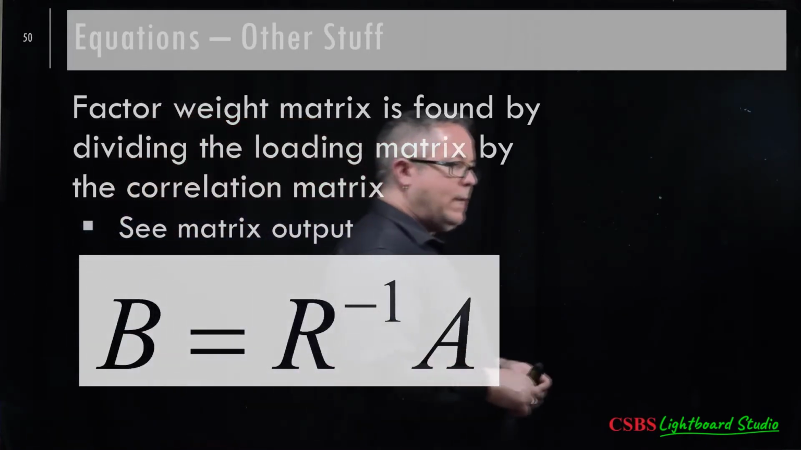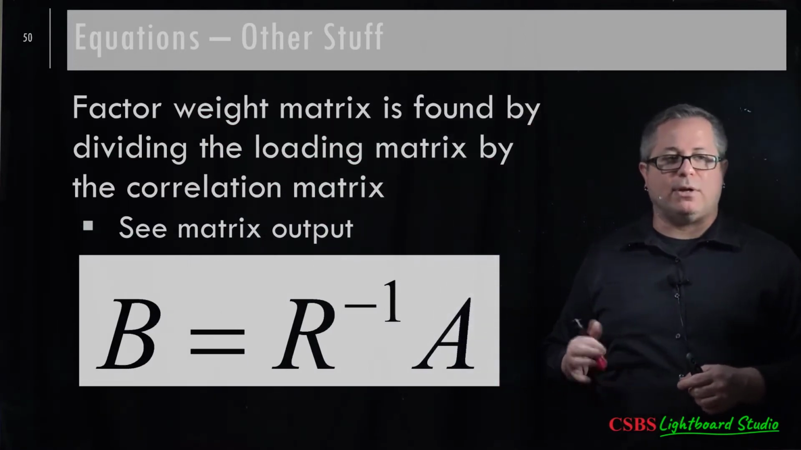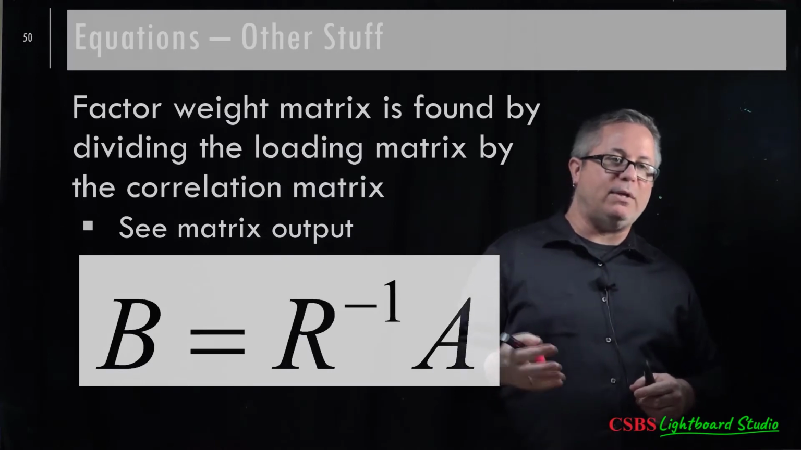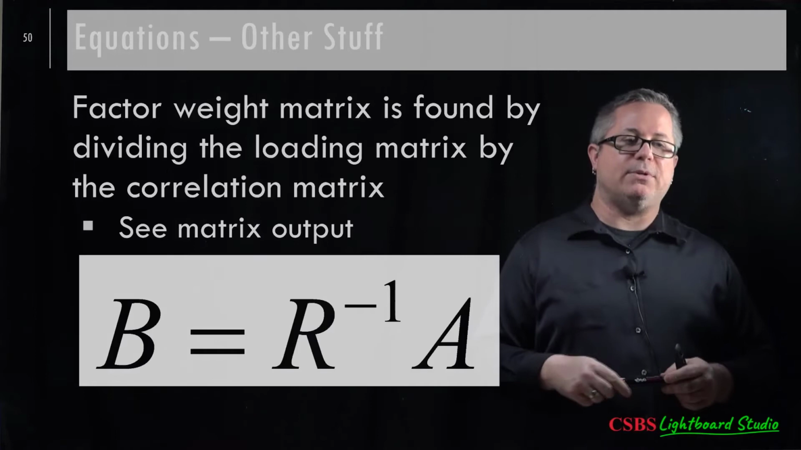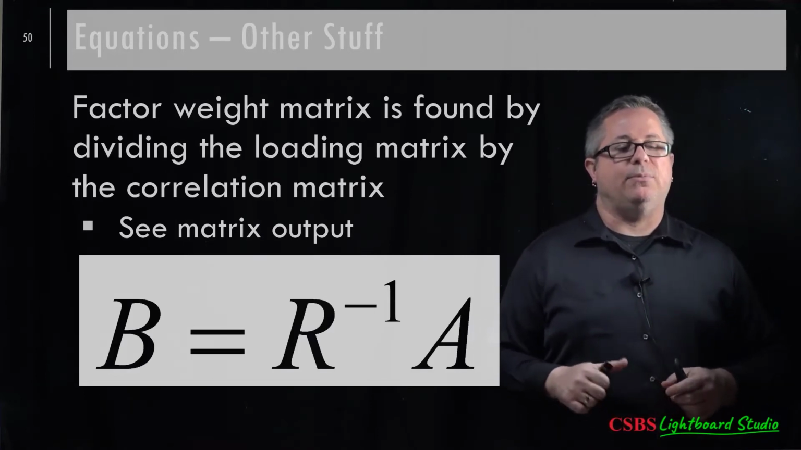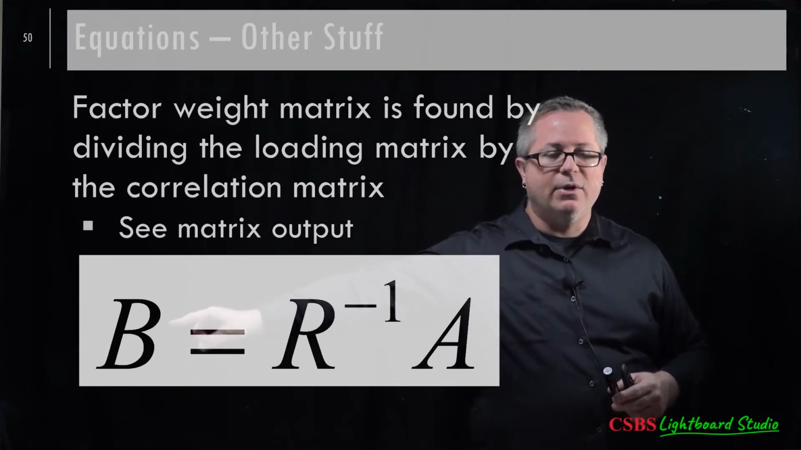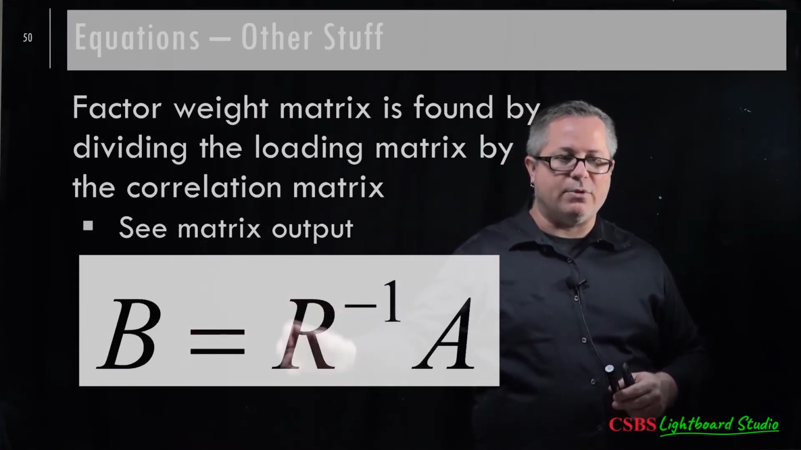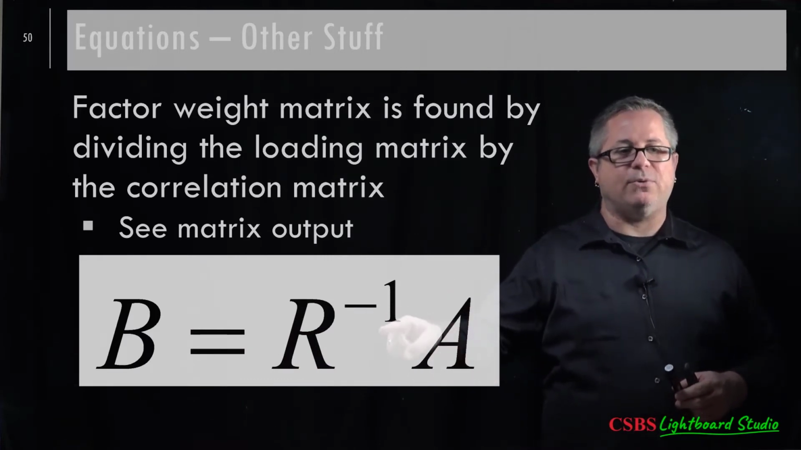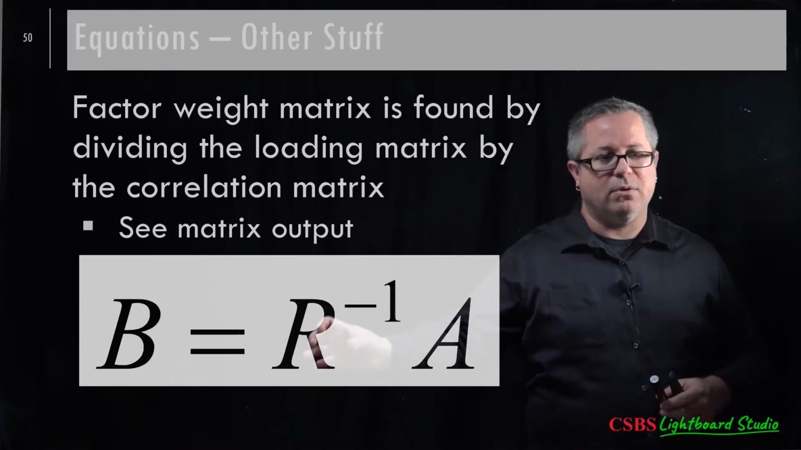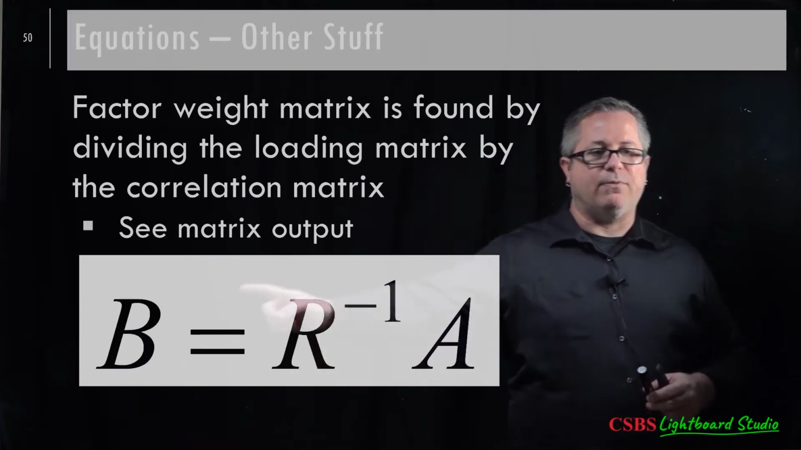So we talked about weight matrices before, the canonical weights or canonical coefficients or discriminant function weights, discriminant function coefficients. These are the same things, a factor weight matrix or factor coefficients. We can find them. These are the slope-like values, the weights. Once we have our original correlation matrix, we have our loadings. If we just take our loadings and divide them by the correlations, which is why we're taking R raised to -1, the inverse of R times A, we'll get our factor weight matrix.